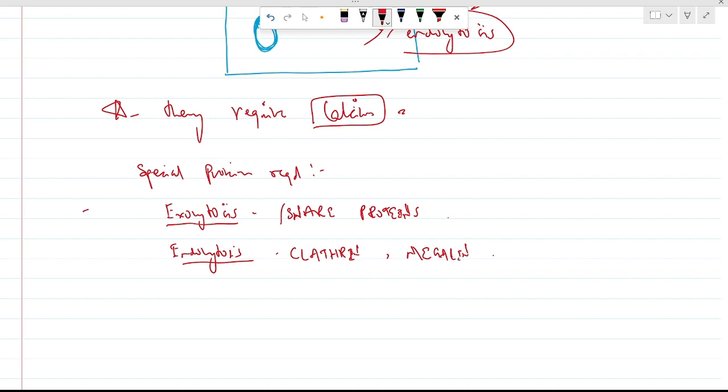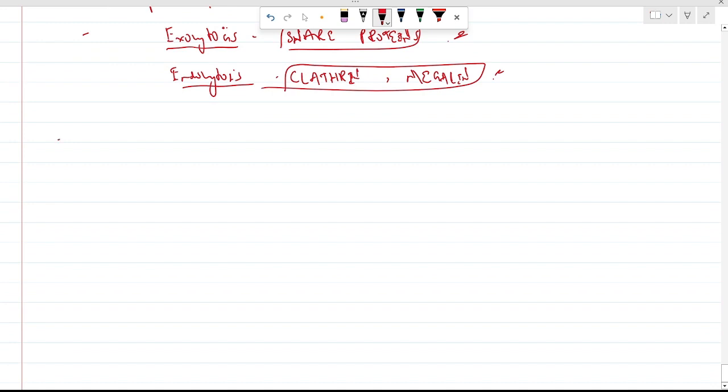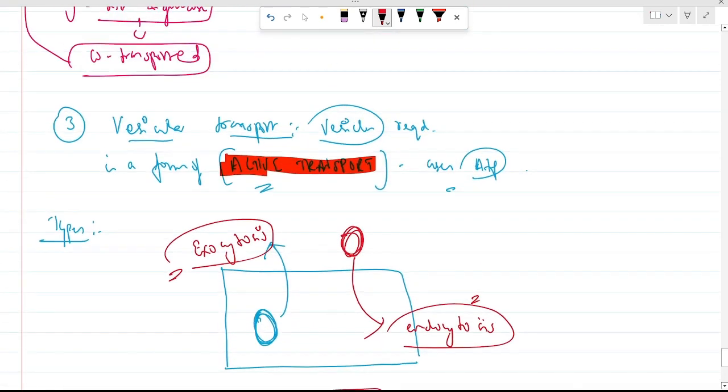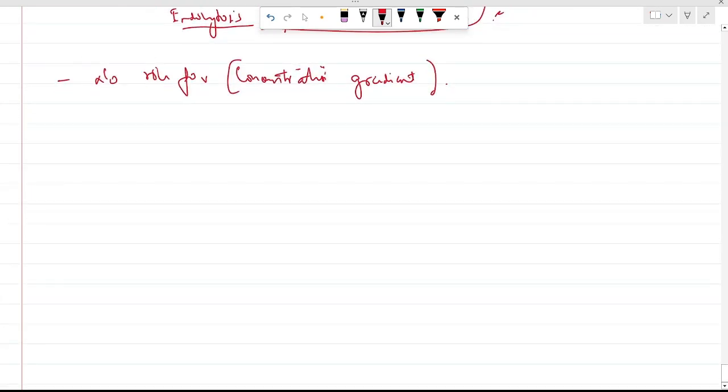For exocytosis, we have SNARE proteins. For endocytosis, we have clathrin and megalin. These two special proteins we need to remember. You need to remember that all vesicular transport requires calcium. Last important point is there is no role for a concentration gradient, as it's a form of active transport. It uses ATP, so no concentration gradient is required.